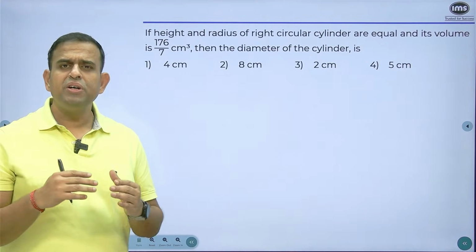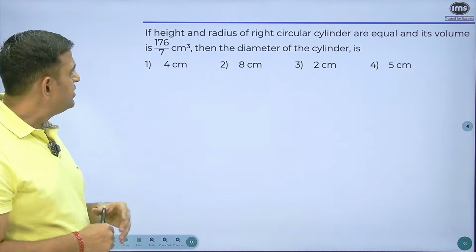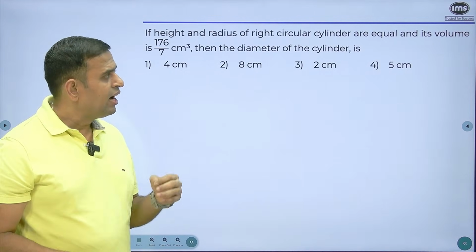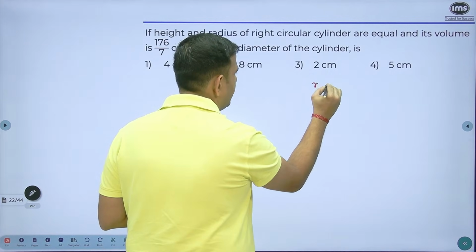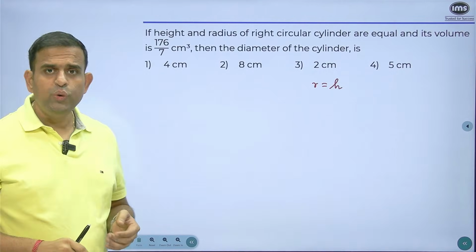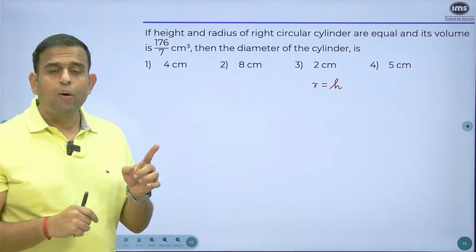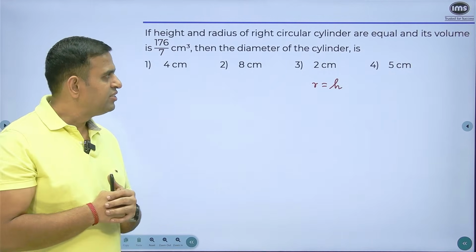The next sum happens to be a very straightforward one on the mensuration part, and the sum goes like this. If the height and the radius of a right circular cylinder are equal, what does that mean? They are saying R is equal to H. And the volume is given to you as 176 by 7 centimeter cube. Then the objective is to find the diameter and not the radius of the cylinder.